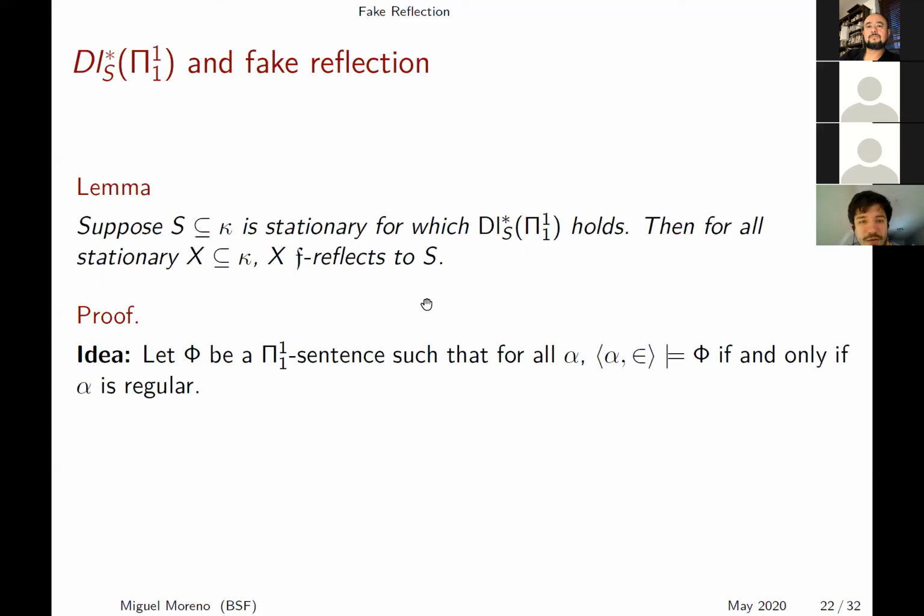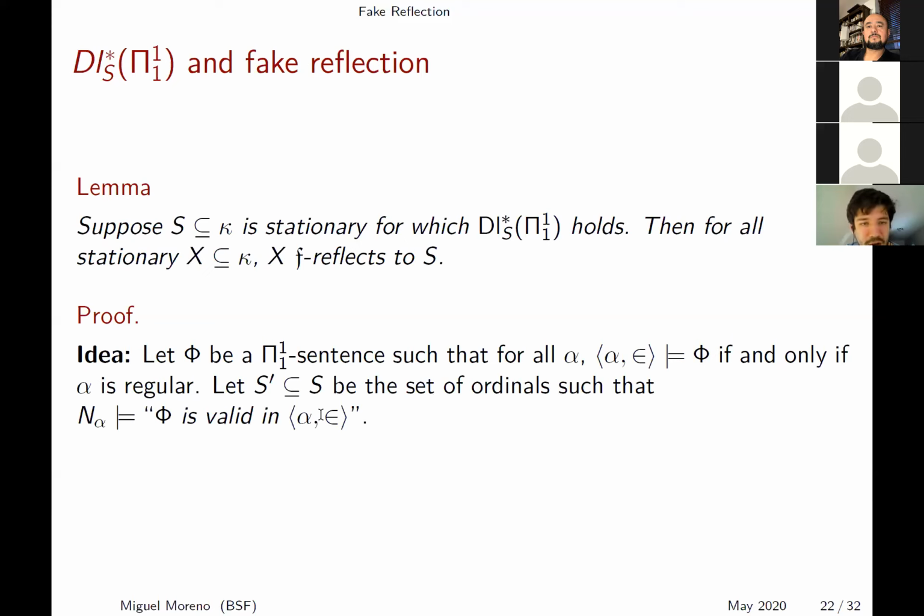For the reflection, just take phi to be a pi1 sentence such that alpha membership models, or believes, phi if and only if alpha is regular. This sentence exists. It's regular in the big model, and in our case it's going to be an alpha. So we just take S prime, the subset of S of ordinals such that N alpha believes phi is valid in alpha membership. That means that N alpha sees alpha as a regular ordinal.